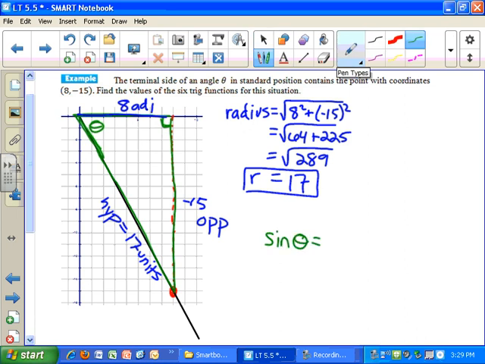Sine of my angle is opposite over hypotenuse, so we've got negative 15 over 8. I'm sorry, negative 15 over 17. I was thinking ahead. Cosine of theta is the adjacent side, so that is 8 over 17. And then tangent of theta is opposite, so that's negative 15 over adjacent 8. Okay.